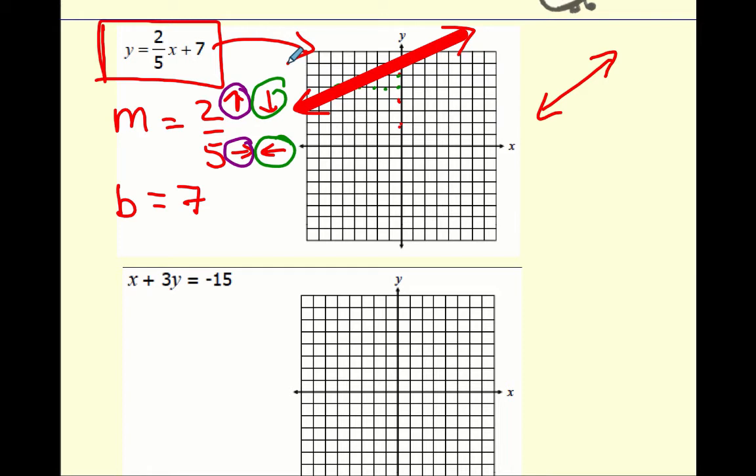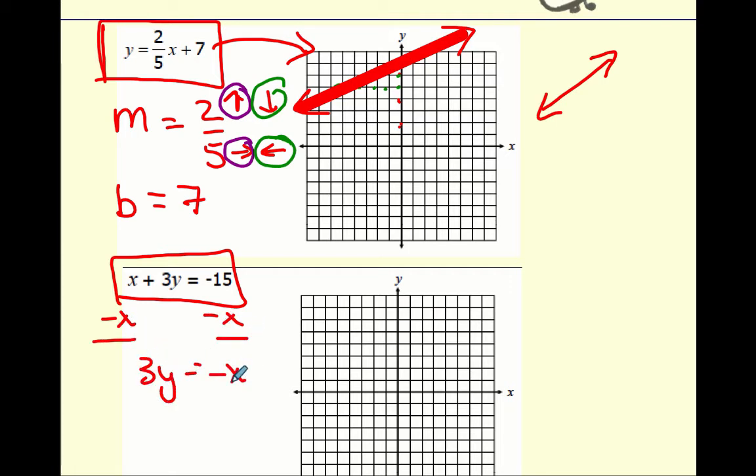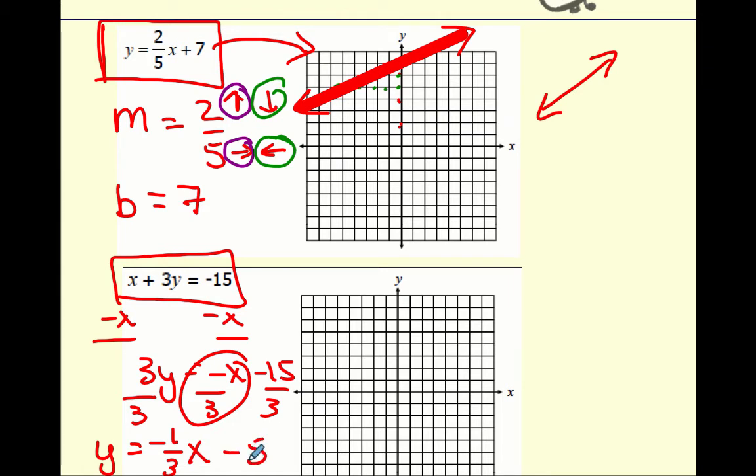In our second equation, what format is it in? It's in standard form. Now, standard form, just by looking at it, really doesn't tell you much. So one thing you could do is rewrite it in slope-intercept form. To do that, I would subtract x from both sides, giving me 3y equals the opposite of x minus 15. And now I would divide everything by 3. That gives me y equals, over here, the numerator has a negative 1x, which makes negative 1 over 3 times x, minus 5.